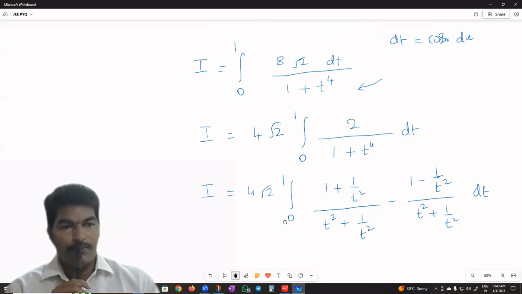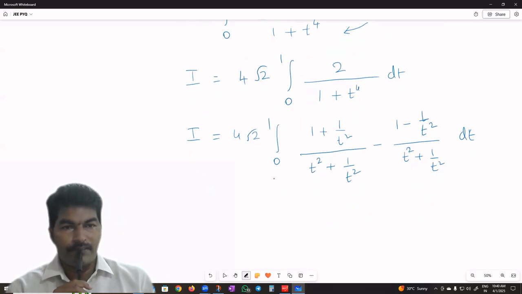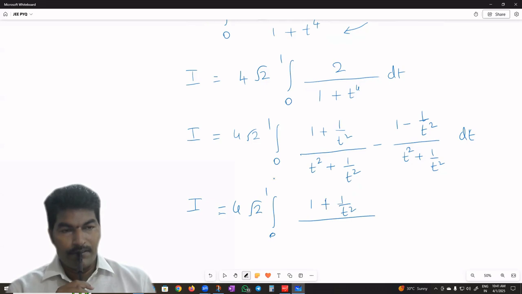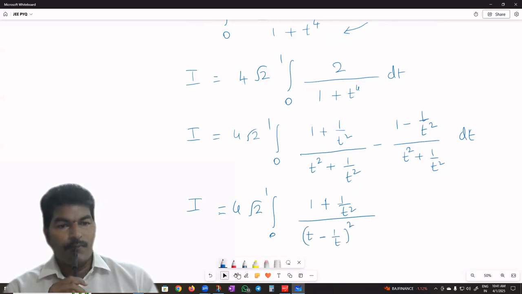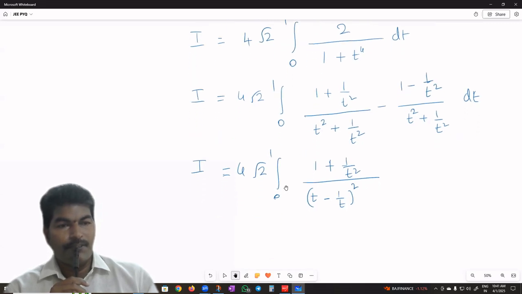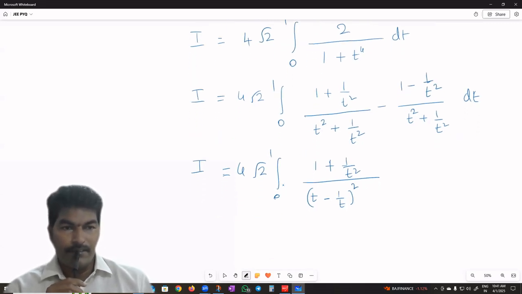And here, try to merge the denominator functions, try to express it. 4 root 2 integral 0 to 1, numerator 1 by 1 plus 1 by t square divided by, you can write t plus 1 by t whole square. Okay, according to the numerator, we have to adjust that. Because if you differentiate this t minus 1 by t, t derivative directly you will get 1. And if you differentiate 1 by t, derivative is minus 1 by t square, so minus of minus, if you differentiate this one, you will get directly this part.